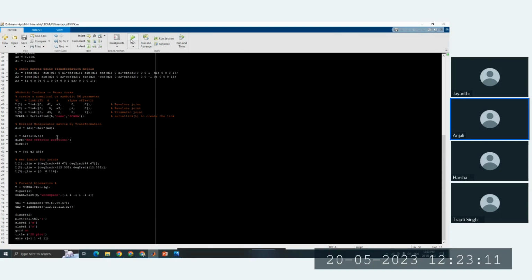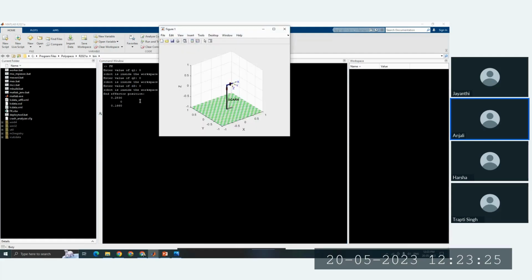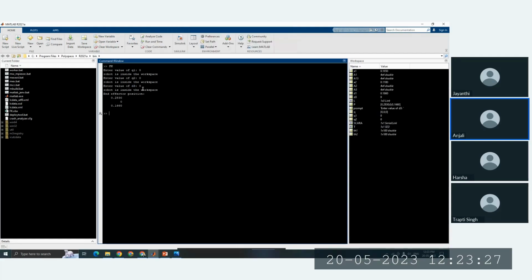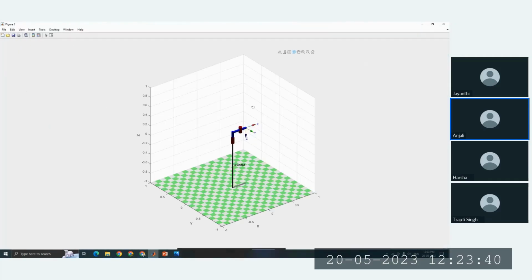When I run this code, you can see that it asks me for some values of joint angle. Firstly, let me give 0 for the first joint, 0 for the second joint, and 0 for the third joint. Now I enter and it shows me the end effector position: firstly it is 0.2830 at 0 and 0.160, and you see that this is the original position of this robot.